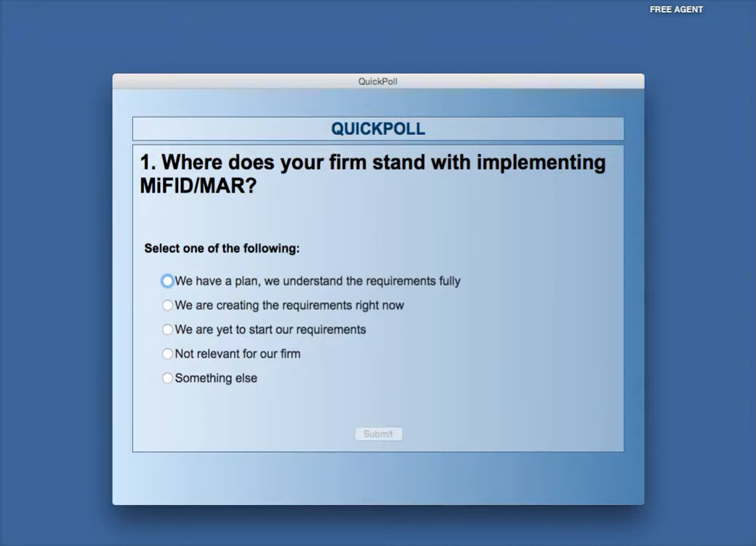So let's move on to two of the big concerns that are not mentioned terribly specifically in the rules, but are crucially important. So the first one is something called third country status. And what do we mean by third country status?